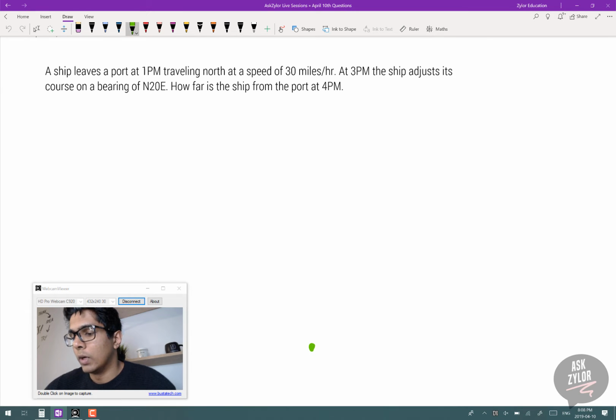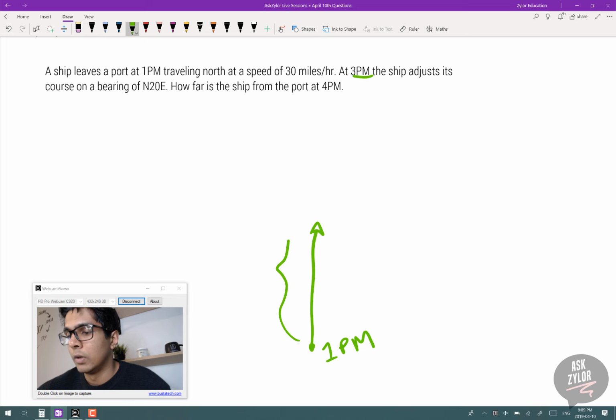So it leaves at 1 p.m. and it's going north, and it's going north until 3 p.m. So it travels for 2 hours.